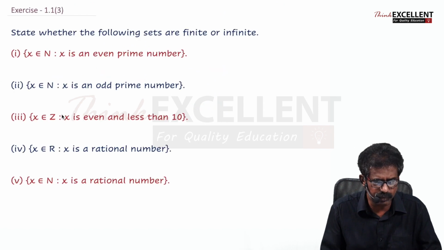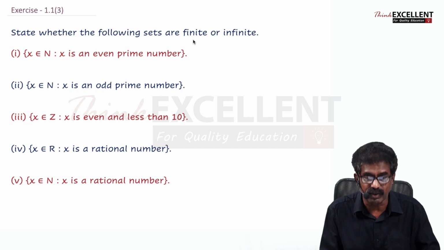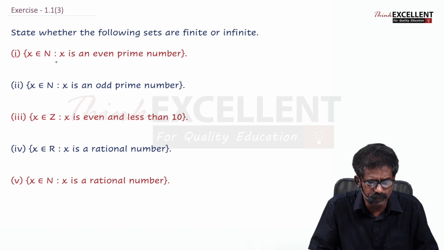Shall we go for the third sum? Very simple one. State whether the following sets are finite or infinite. So you know what is finite, what is infinite. Set of all x, x is a natural number. Another condition: x is an even prime number. What are the even prime numbers? How many even prime numbers are there? Only one, right? So 2 is the only even prime number.